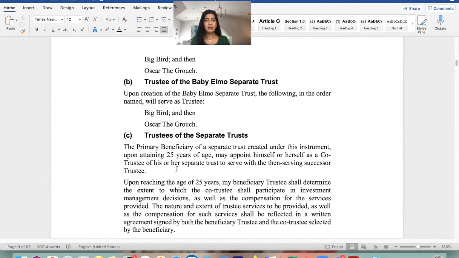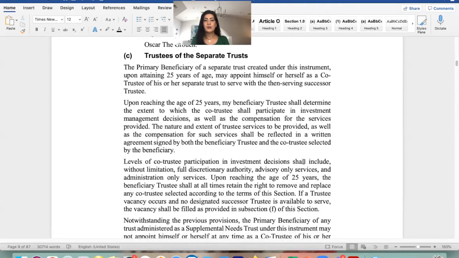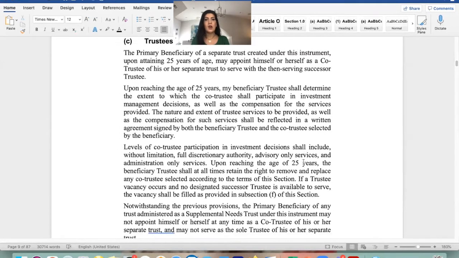Elmo has chosen 25 as the age of control. So when baby Elmo turns 25 years old, baby Elmo can make himself the co-trustee. He can kick out Big Bird and say, I'm the one who has full control, full access. I can be the one who makes the decisions. And he can appoint anyone to serve as co-trustee along with him.